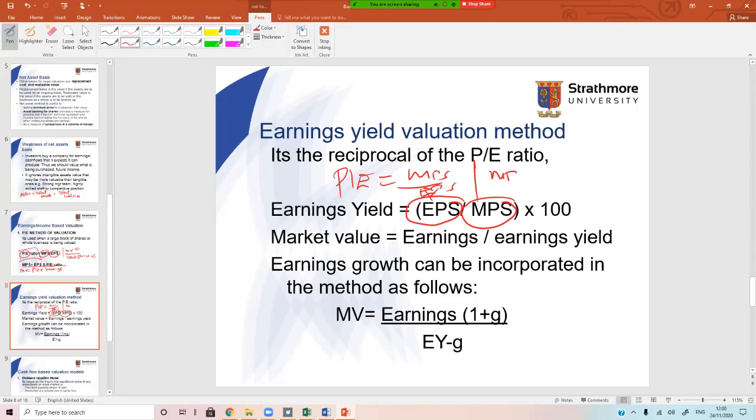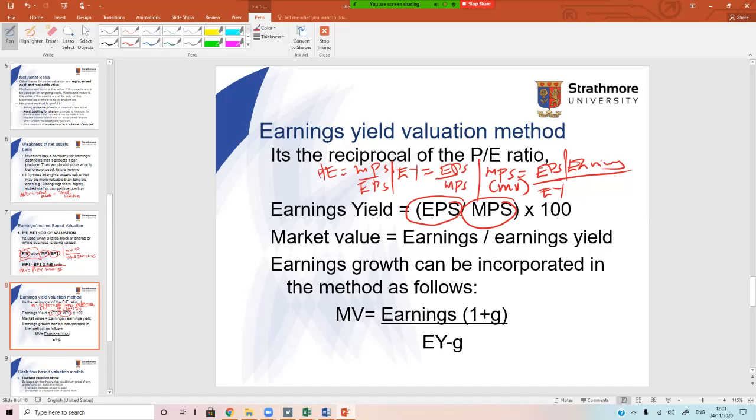The MPS can be given as the reciprocal, which is the earnings yield. So the P/E ratio is MPS divided by earnings per share. Therefore, the earnings yield is equal to the reciprocal: earnings per share divided by the MPS. Therefore, MPS is equal to earnings per share divided by the earnings yield. If you have to use total earnings, then use total earnings of the company for the company market value.